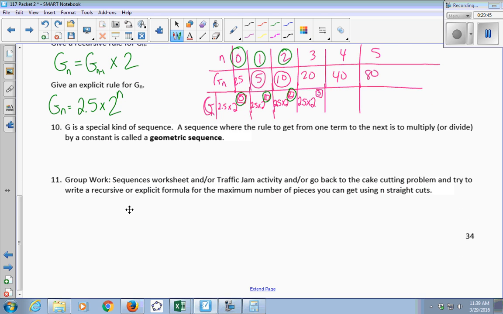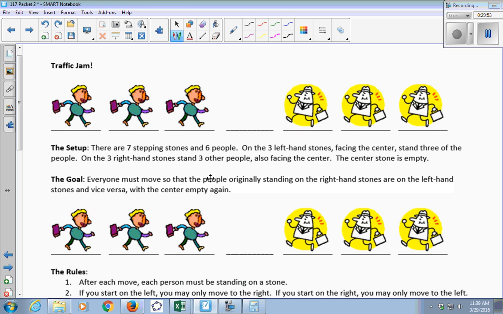All right, so that's it for the demo portion of the lesson. We're gonna do the traffic jam activity as our group work today. So if you turn the page, traffic jam is the first thing here.